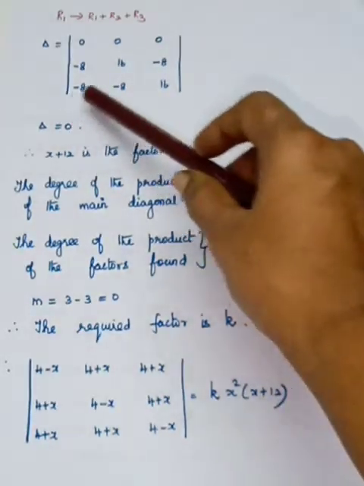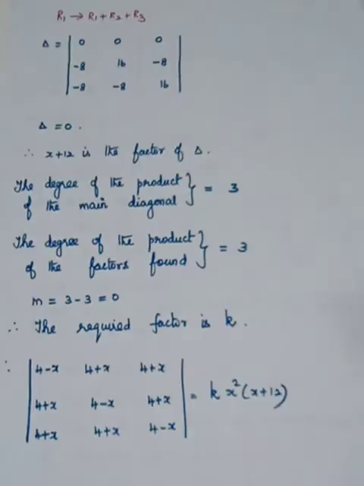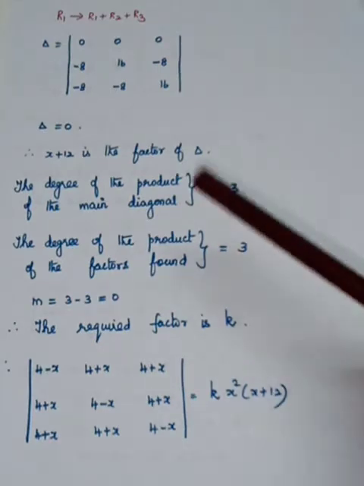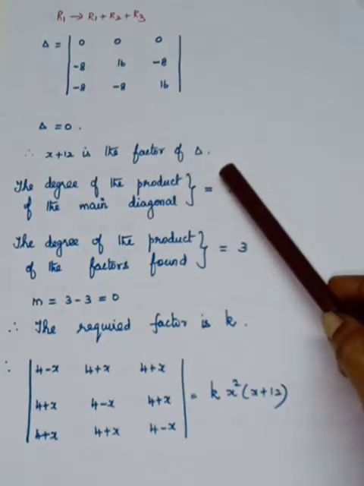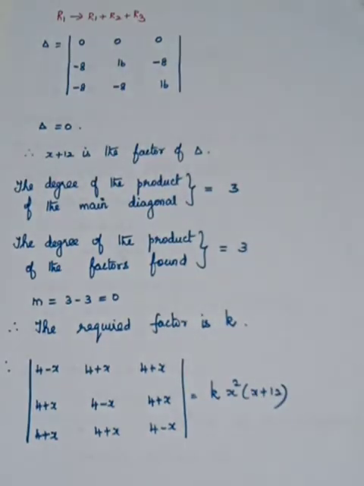So here you will have this. So the value of the determinant is 0. So when you substitute x is equal to minus 12, the value of the determinant is 0. So therefore x plus 12 is the factor of delta. Next you have to check, is there any other factor remaining. For that you have to check the degree of the product of the main diagonal.